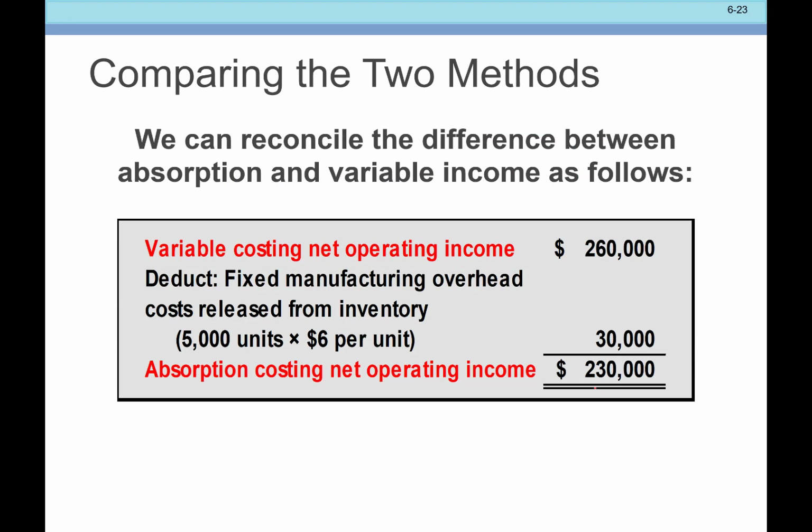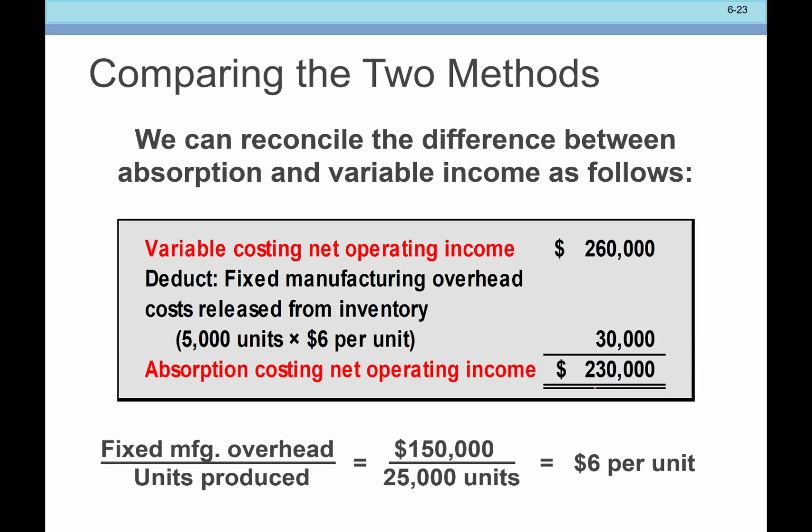If you look at the difference between the two, the difference will always be explained by the change in inventory for the period multiplied by the fixed manufacturing cost. Whatever the change is, that will account for the difference. Since inventory levels went down, we take the variable income, subtract the decrease in inventory for the period times the $6, and that gives me the absorption net operating income.